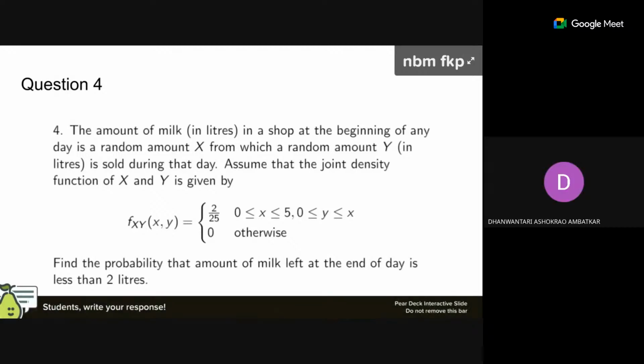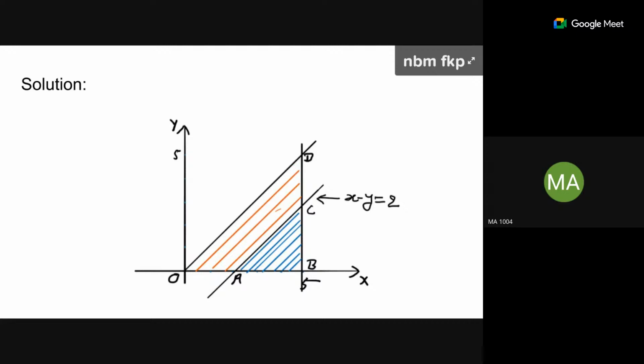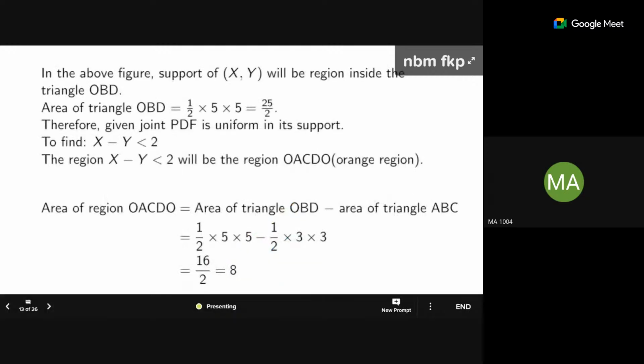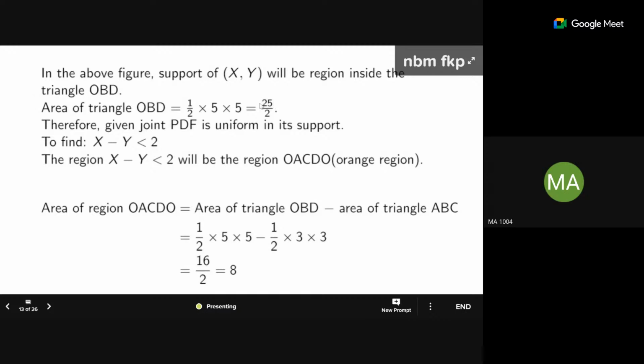Okay, just a minute. You calculated the total area of the region and also plotted your required line, that is x minus y less than 2. So out of the region you find that this is the region whose probability you wanted. Then once you calculated the total area of the triangle, you compared it with your PDF f(x,y) which was given to you. That was 2 by 25 for the given region. You also calculated the area.